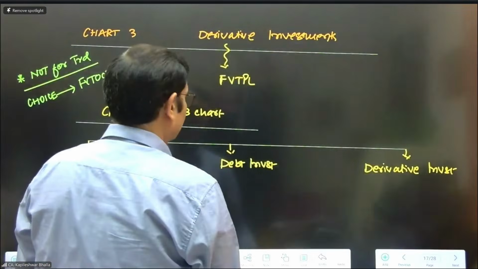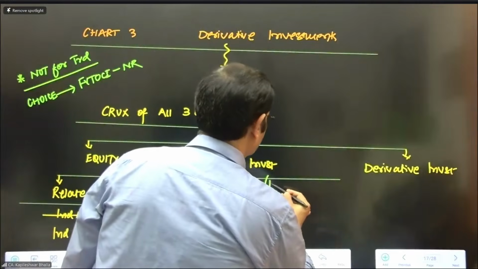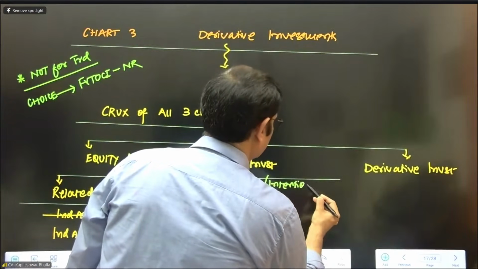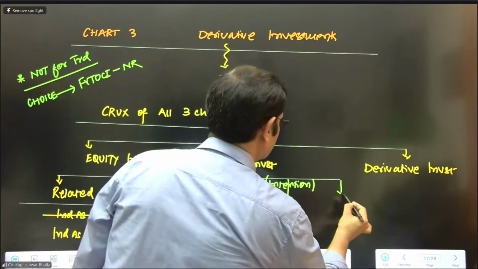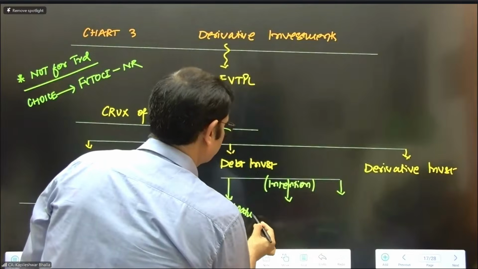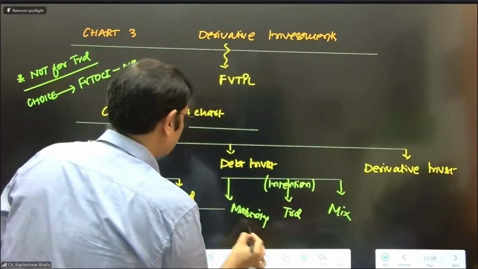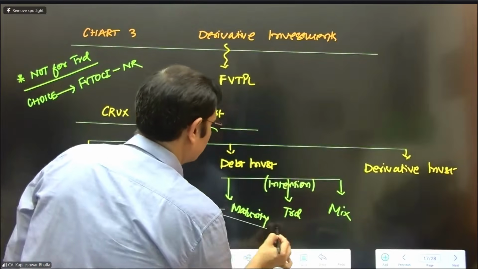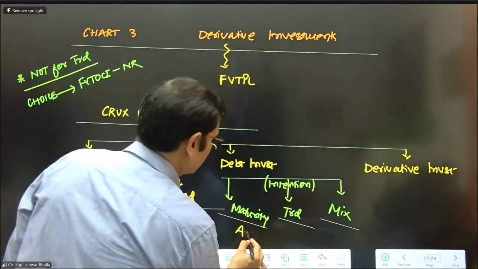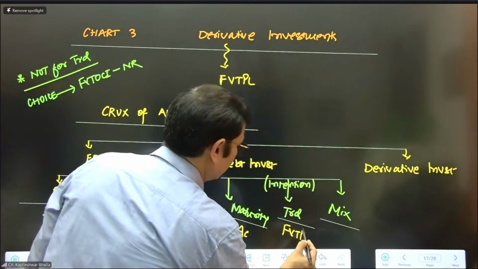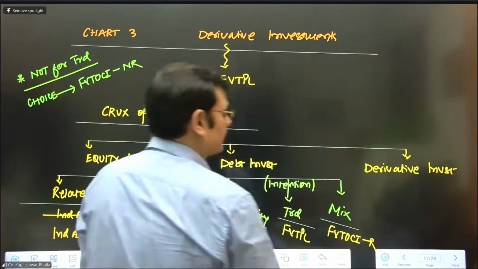Certainly, when you look at the debt investments, it all depends upon the intention. The intention could be either maturity, or trading, or a mix. If it is maturity, it is amortized cost. If it is trading, FVTPL, and if it is a mix, then it is supposed to be FVTOCI, that is recycling.